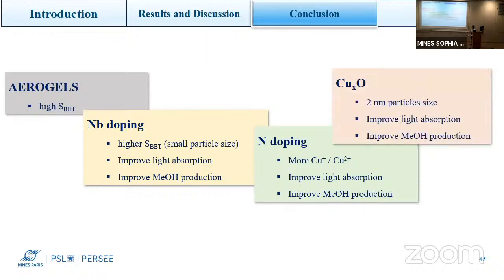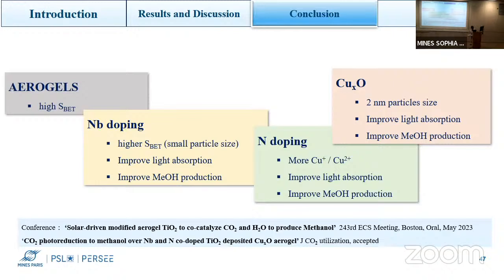For the copper, it exists as particles of about 2 nanometers, small and uniformly distributed on TiO2, and the copper loading also improves the light absorption, and the copper also significantly improves the methanol production. This part of the work was presented at the ECS meeting last year in May, as an oral presentation. This part of the work was also just accepted by the Journal of CO2 Utilization yesterday.